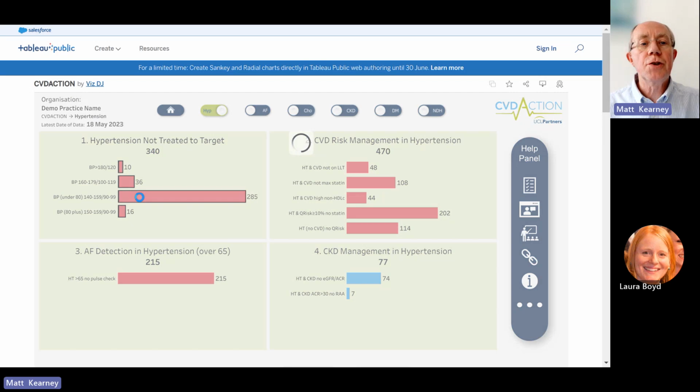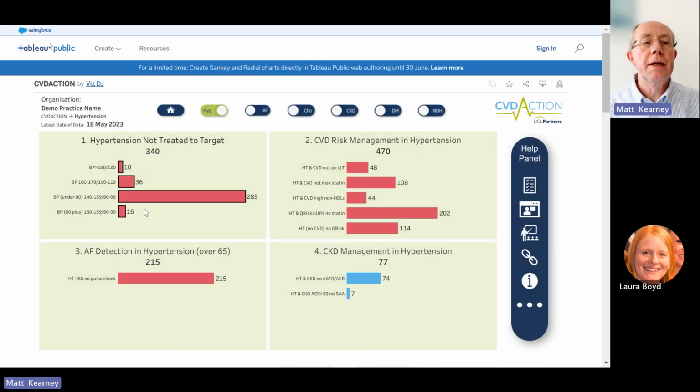Now, if I just show you something else we can do with the filters.